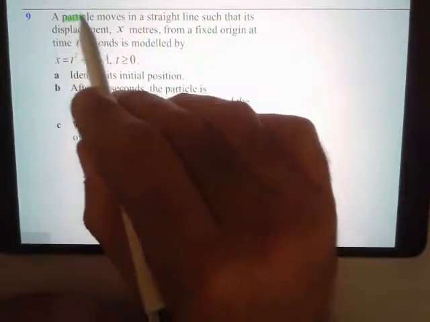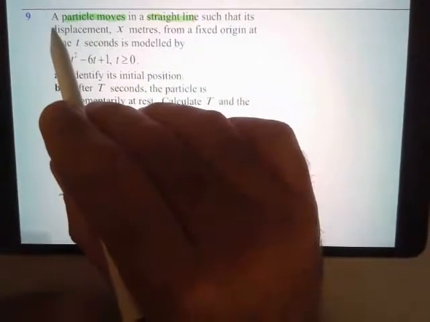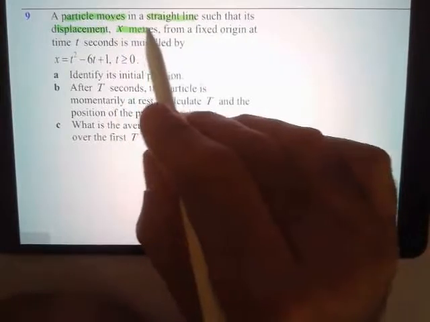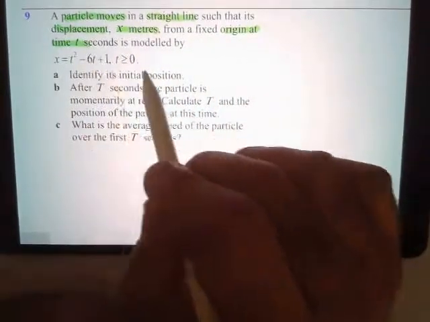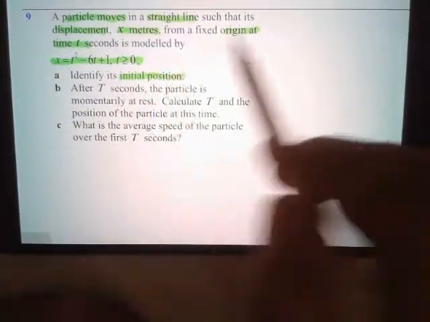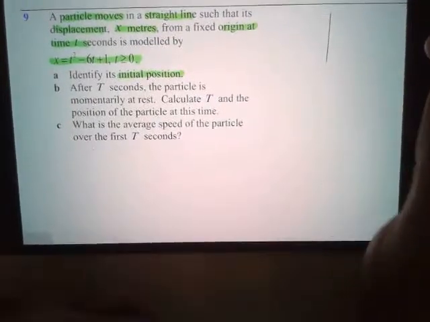A particle moves in a straight line such that its displacement x meters from a fixed origin at time t seconds is modeled by this. Identify its initial position. Now we have this again. We have a displacement time.